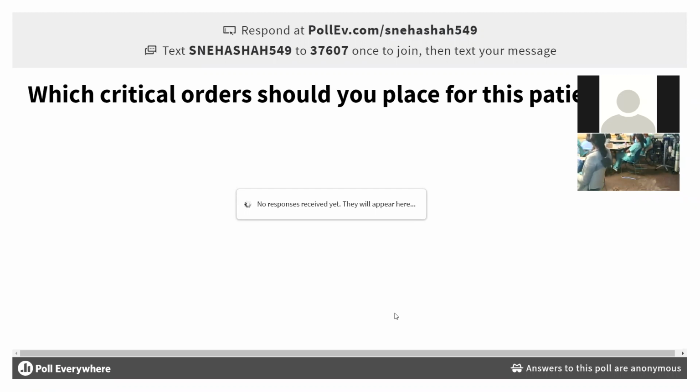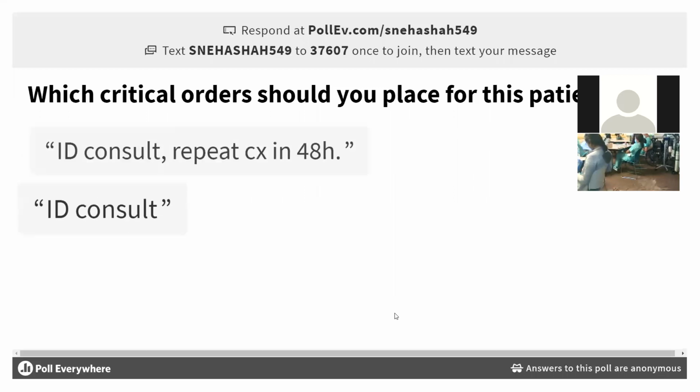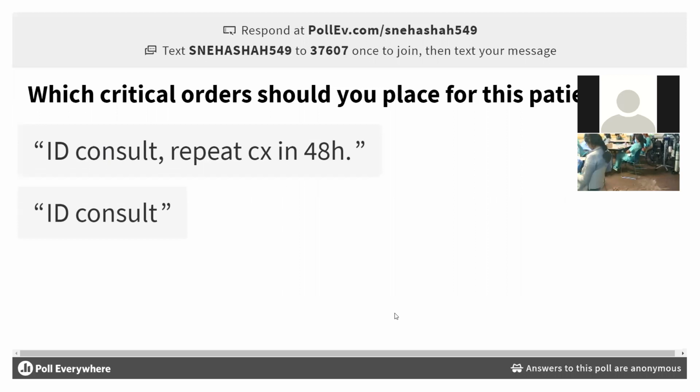We're getting an echo, so you guys can say that, but that's good. I think Carl mentioned this earlier, which I wanted to see, which is ID consult, absolutely. And then one other thing you should do to help yourself, awesome, repeat cultures in 48 hours. And so for this patient, put in an order for blood cultures every 48 hours, because these need to get done in a timely manner. And what I don't want to happen is for you to be off one day and forget to order them for that day. So just put that order in the patient's chart.